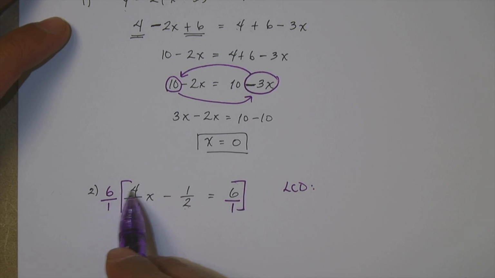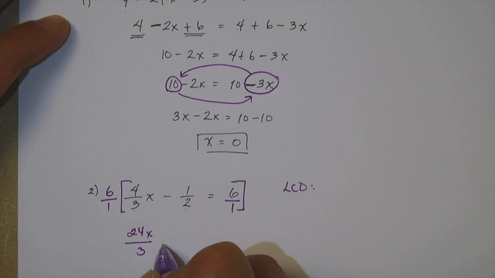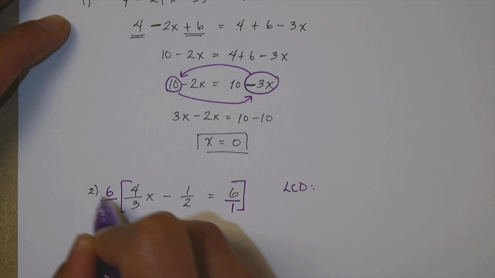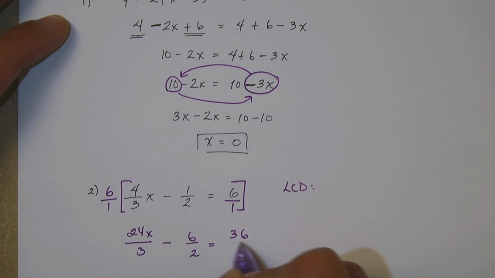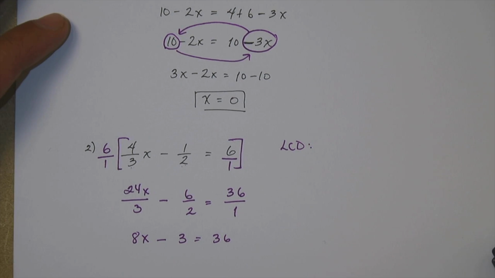And now we distribute. 6 times 4 is 24. 1 times 3 is 3. 6 times 1, 1 times 2. 6 times 6, don't forget that back one over there. And then 1 times 1 is 1. Now that I can simplify, 24 divided by 3, 36 divided by 1. And now it just becomes a lot easier to solve than the fraction.